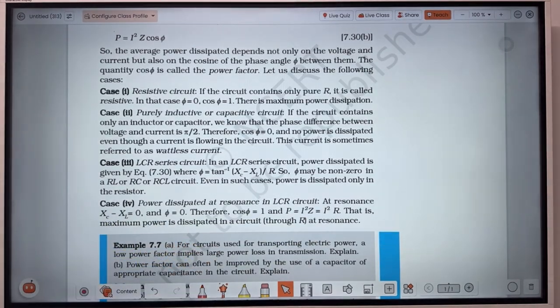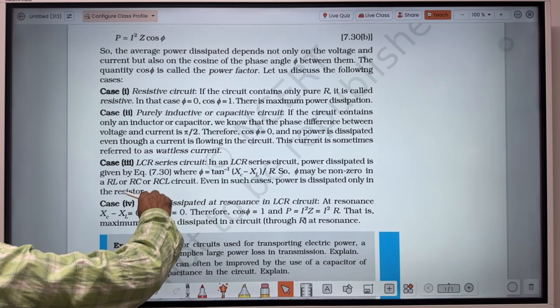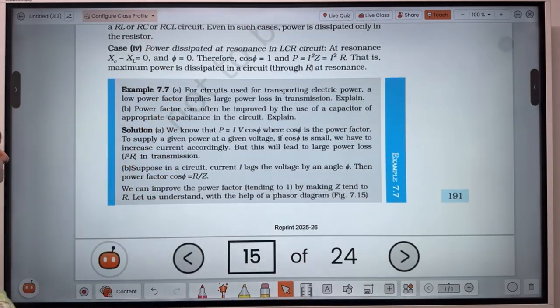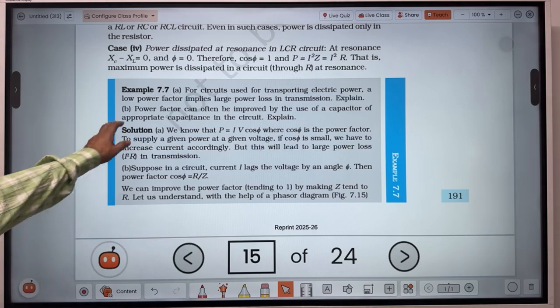That is, maximum power is dissipated in the circuit, right? So I think you have understood the basic concepts. Now we are going to analyze some questions.